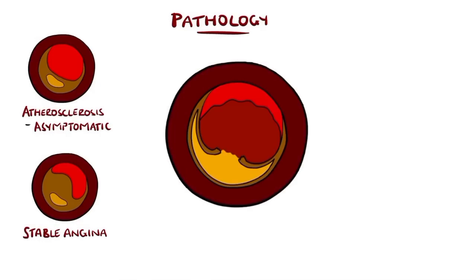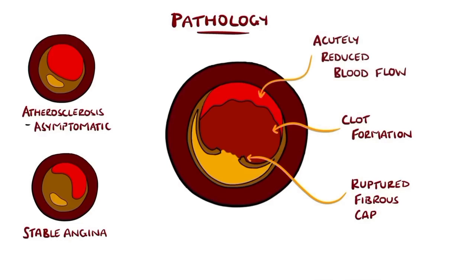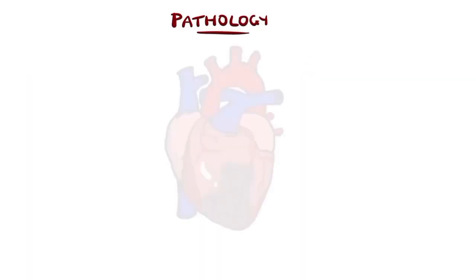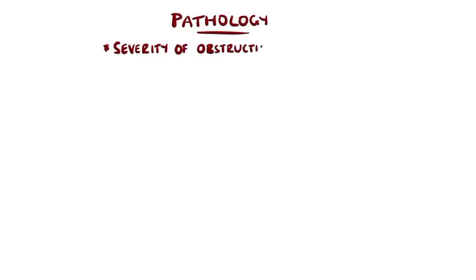However, in acute coronary syndrome, these plaques rupture. Then the thrombogenic material is exposed to blood, leading to formation of a clot, which causes a very sudden reduction in blood flow to the cardiac cells, and therefore ischemia. Depending on the severity of the reduction of flow, we can see the different spectrums of acute coronary syndrome.